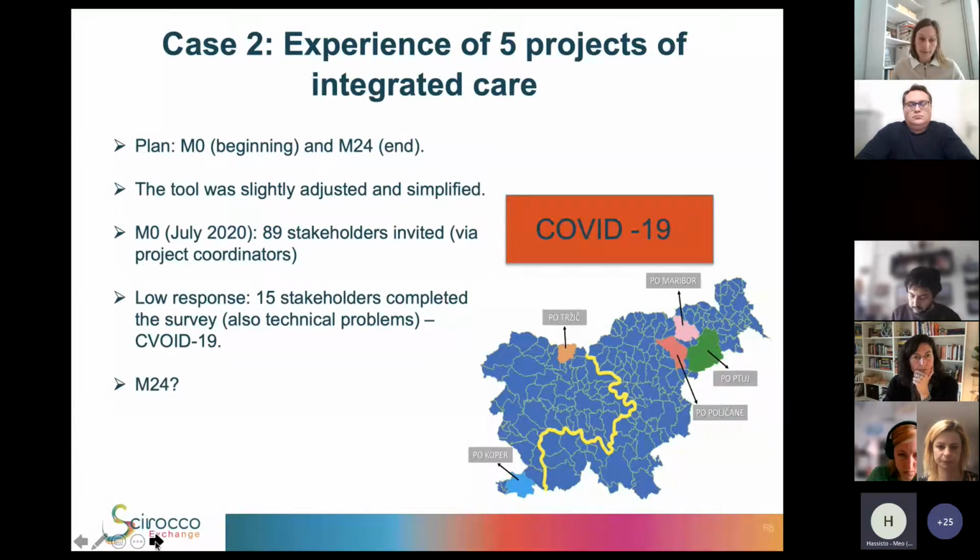But we are still considering implementing the whole process at the end of the project. So we believe it could be a useful step for them to see the situation after the intervention and especially to plan their future improvements, which is highly important also because the project will end and they will have to make some changes and further moves. And in the last case, we can move the slide.